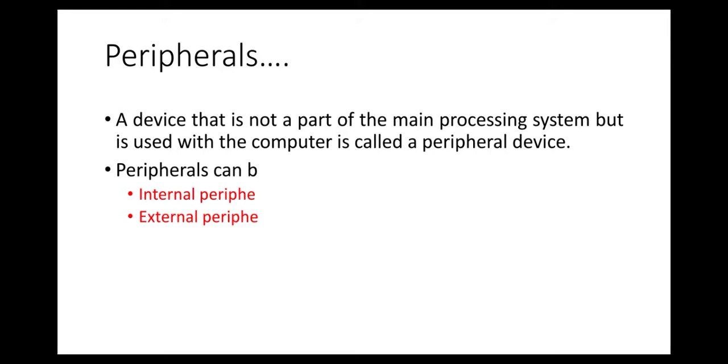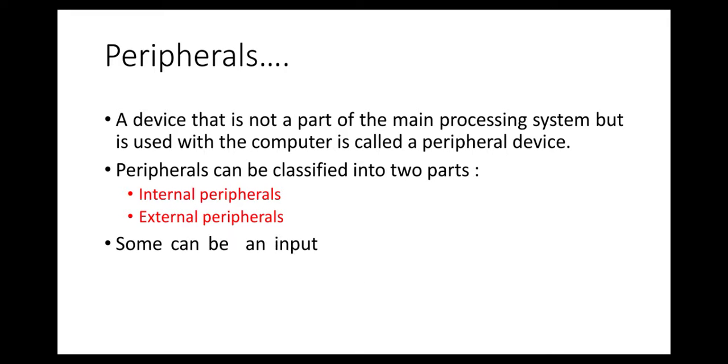A peripheral can be classified into two groups: internal peripherals and external peripherals. Let us describe one by one. First of all, we discuss the internal peripherals.